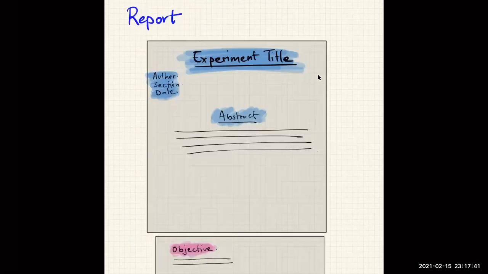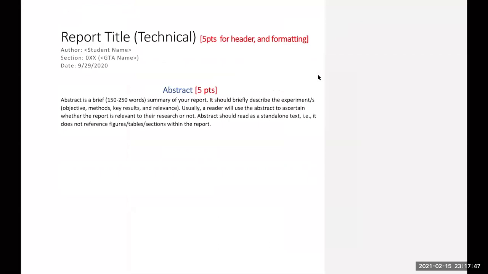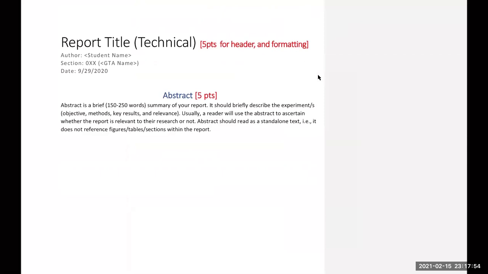Okay. So I'm going to skip over this. So this is a little template for the report, which I'll be sharing with you guys on Brightspace. But it basically talks about different parts of the report and what it should include. For example, you have a title, and it also gives you a broad points distribution for everything, right?